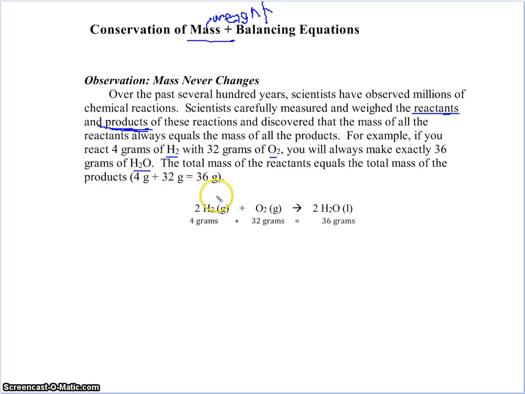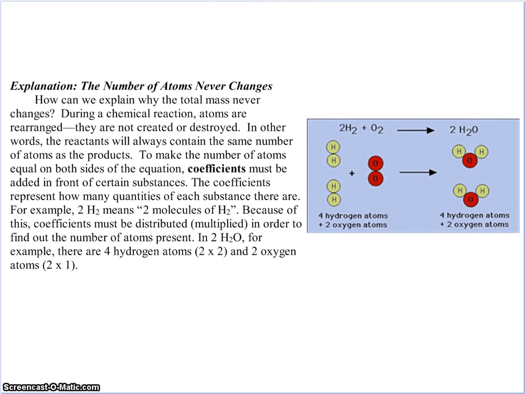Okay, and here's the equation. So this is the reactants on the left, and then the products, I guess, is what you're making, which are on the right. So we have 4 and 32 of this, and we get 36 of this. So they're equal to each other. Okay, so that's the observation. Now they're going to tell us the explanation.